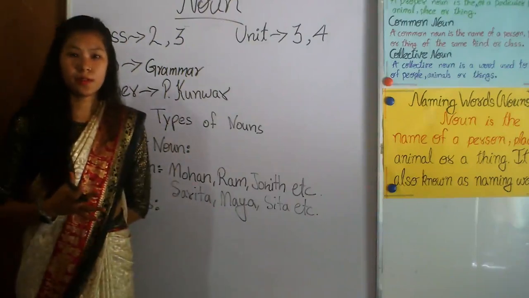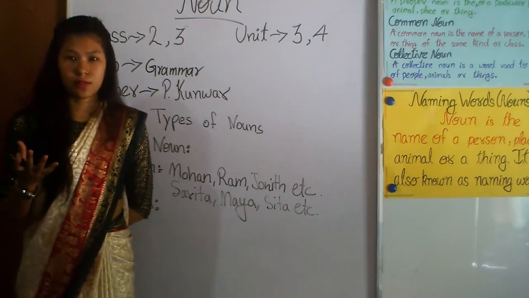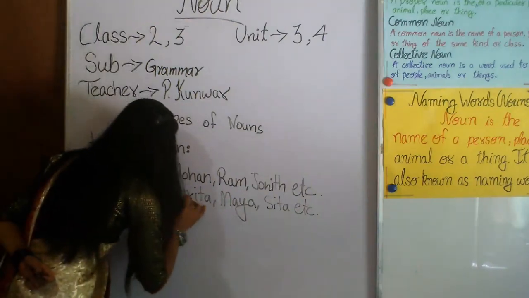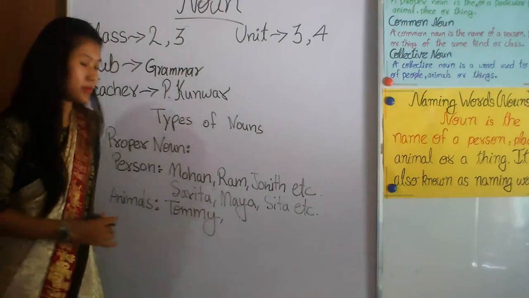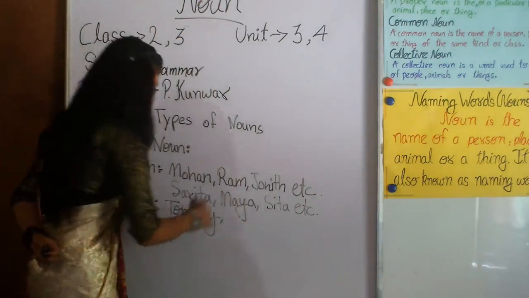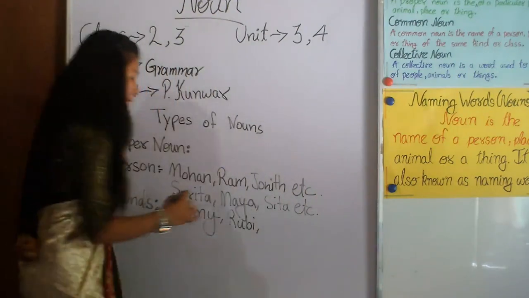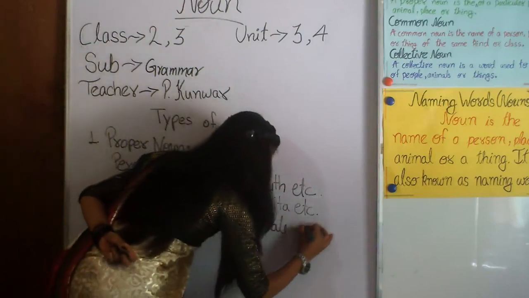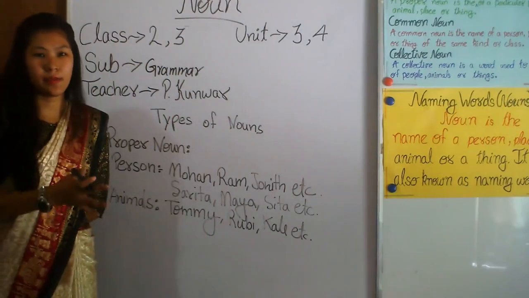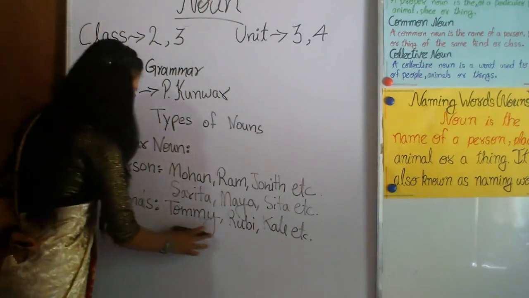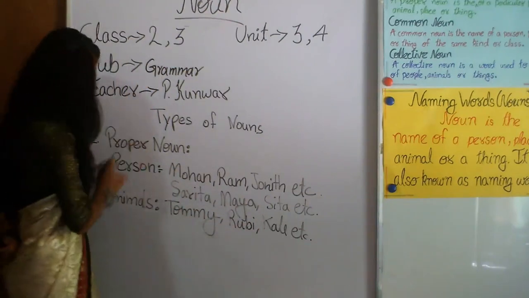At home, we keep names of animals like dog, Tommy. We call them by names like Ruby, Kale, etc. We give different names to the animals. We call them by their name. So these names of animals are proper nouns.